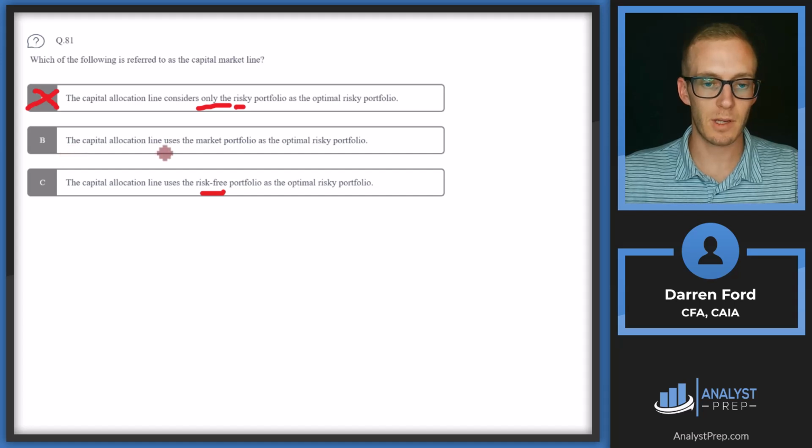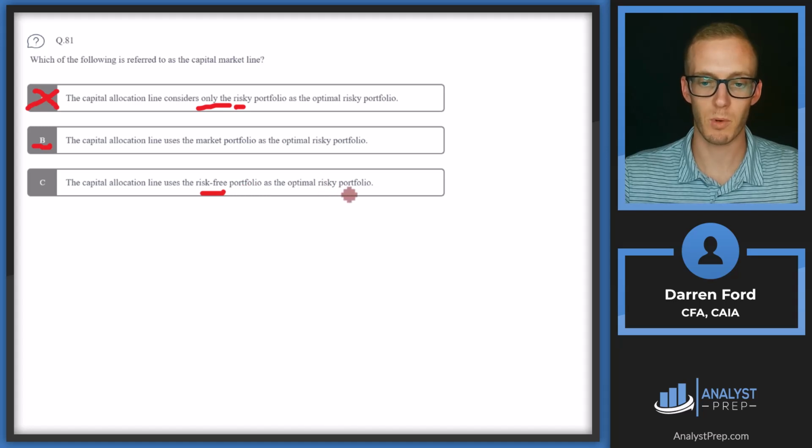And then B, the capital allocation line uses the market portfolio as the optimal risky portfolio. That sounds like a better answer so far. Let's see what we have for C. Capital allocation line uses the risk-free portfolio as the optimal risky portfolio. Well, a risk-free portfolio is not risky, so we can go ahead and rule out C as well and confidently come back and go with answer B here.